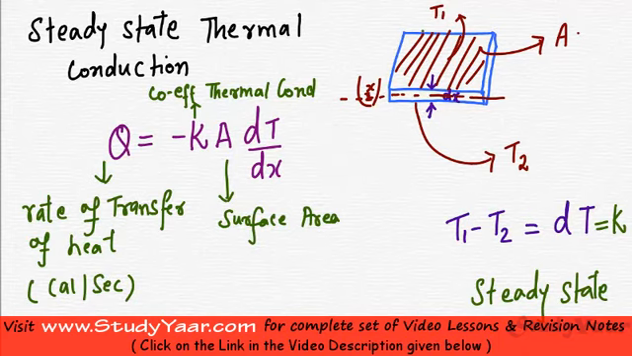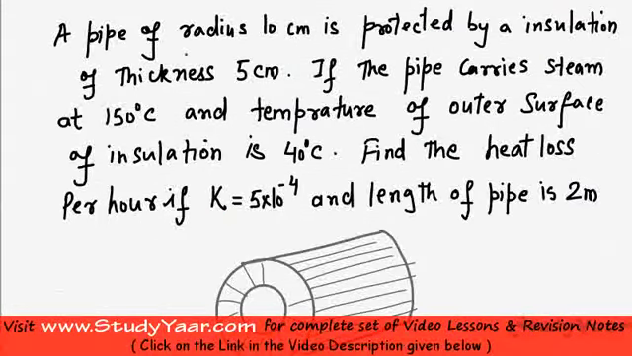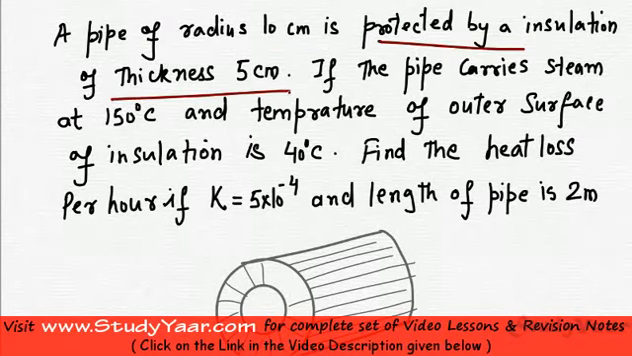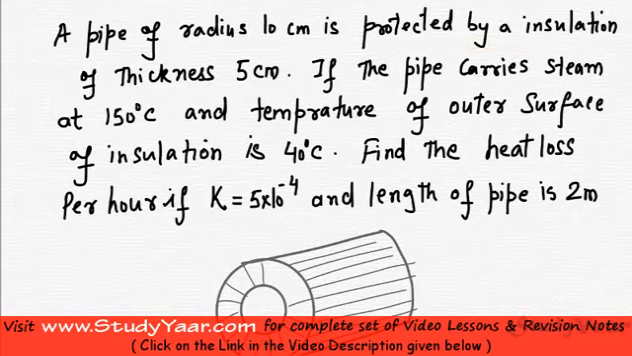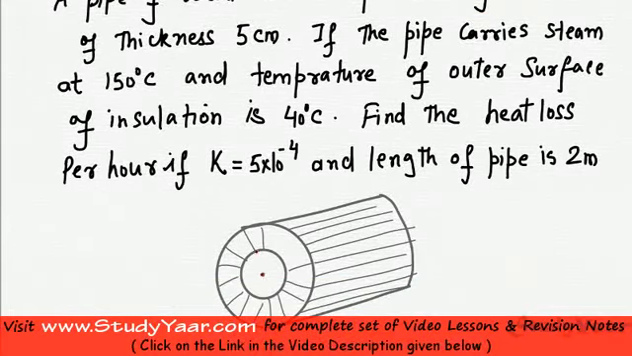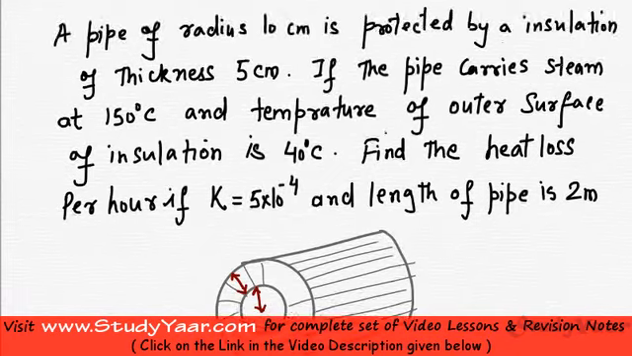Now let's look at an example. Over here I have a pipe of radius 10 centimeter, which is protected by an insulation of thickness 5 centimeter. So if this is your pipe, then this length is 10 centimeter and this thickness is 5 centimeter. It is given that the pipe carries steam at 150 degrees centigrade.